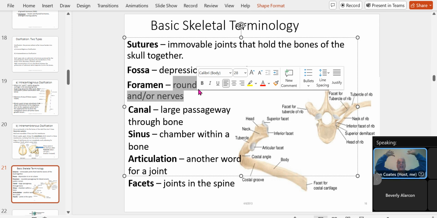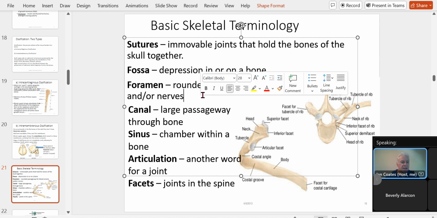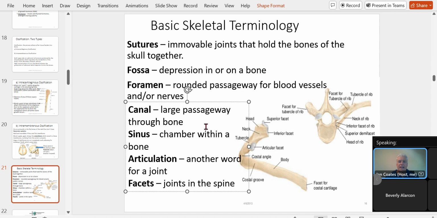If we could just take our head and have a look at it, but we couldn't because our eyes are in our head. But you see what I mean. There's a big hole in the bottom of our skull. We have big holes in our hips that allow blood vessels to come through. We have little ones in our face that allow blood to get from one side of a bone to another. We call these foramen. Canal: a large passageway through bone.